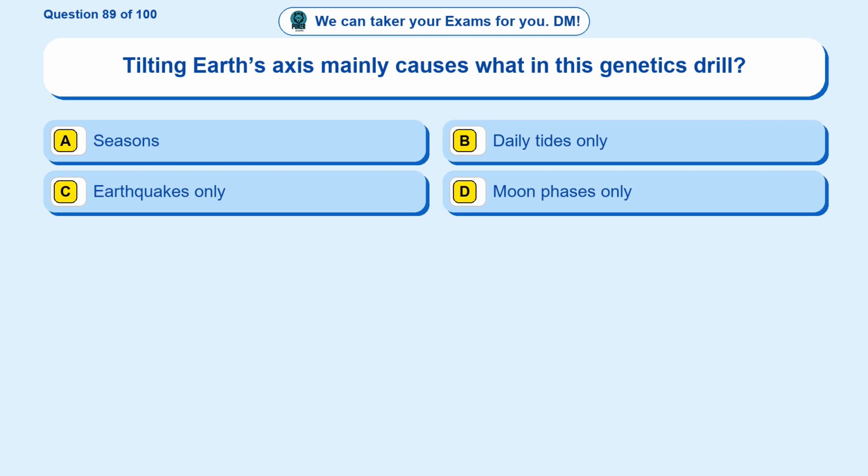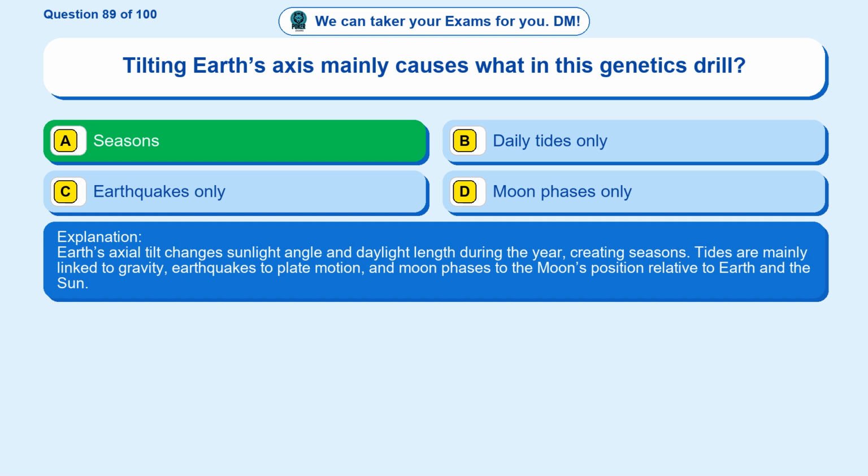Question 89. Tilting Earth's axis mainly causes what in this genetics drill? Option A, seasons. Option B, daily tides only. Option C, earthquakes only. Option D, moon phases only. The correct answer is option A. Seasons. Earth's axial tilt changes sunlight angle and daylight length during the year, creating seasons. Tides are mainly linked to gravity, earthquakes to plate motion, and moon phases to the moon's position relative to Earth and the sun.